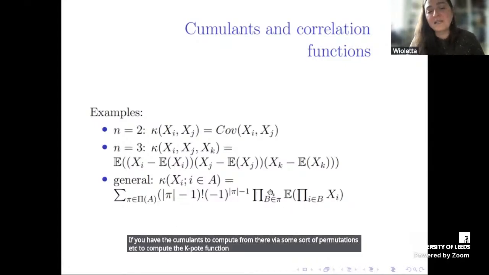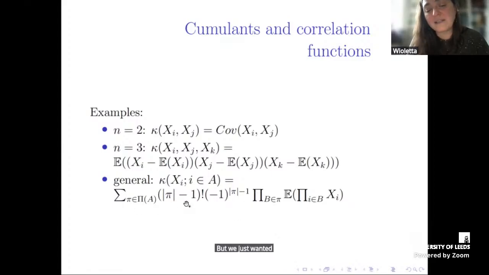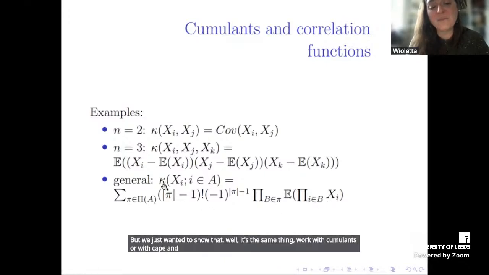In physics also you're really interested in computing k-point correlation functions, but here we just wanted to show that it's the same thing, working with cumulants or with k-point correlation functions. For us it will be convenient because we are renormalizing, we are removing the mean. Later, if you take scaling limits, this will be useful.